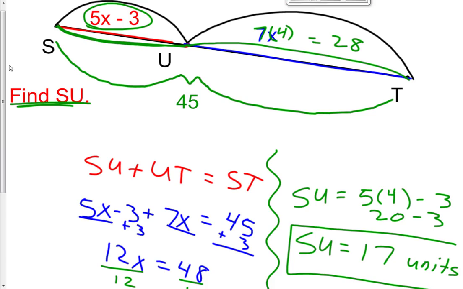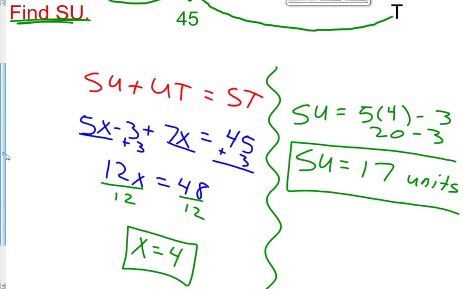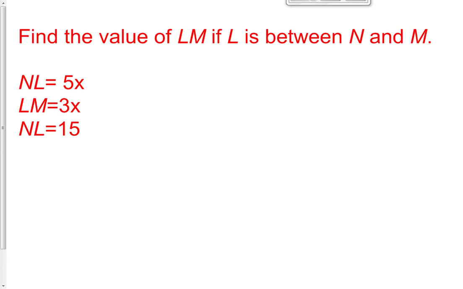If we wanted to check our work, we would say that the two segments have to equal the total segment ST. What is 28 plus 17? The answer is 45. Okay, so our answer for this one, SU, is 17 units.